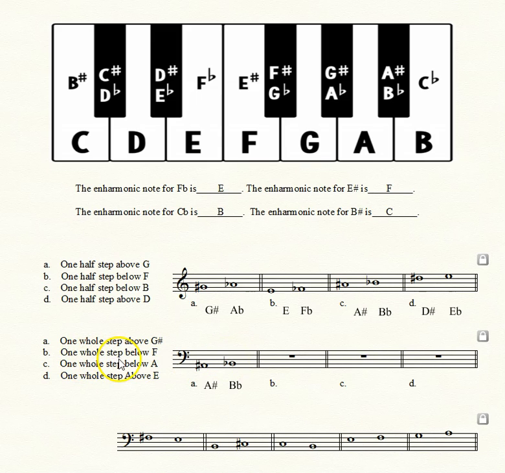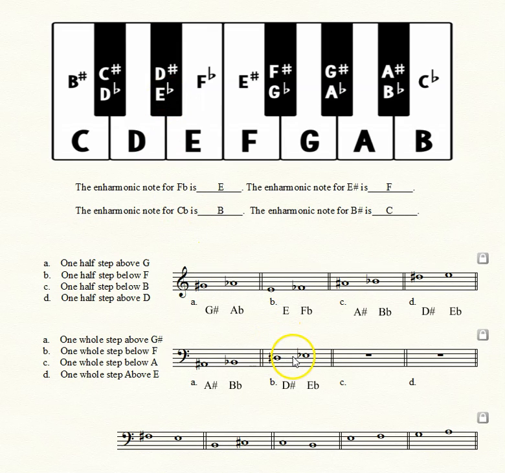Next, we need one whole step below F. So we'll find our F and then move 2 keys to the left. 1, 2. So we have D sharp, E flat. And we'll add these two right here. Now we need a note that is one whole step below A. So let's take a look at A. To find the whole step below A, we go 2 keys to the left, 1 and 2. So a whole step below A is G.